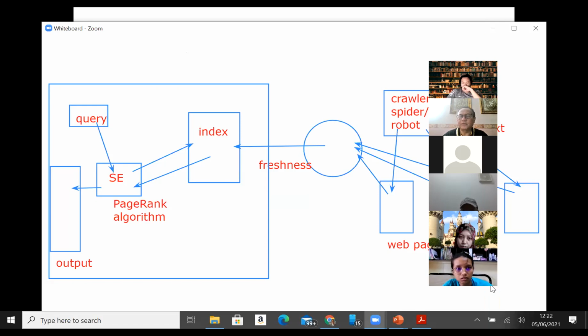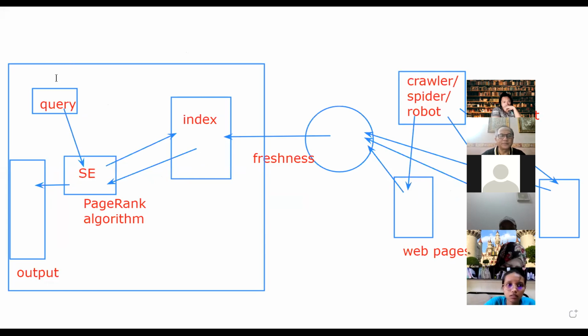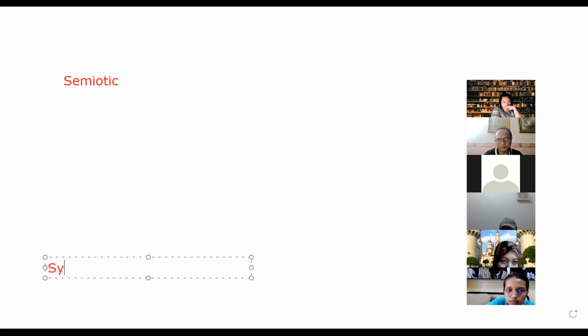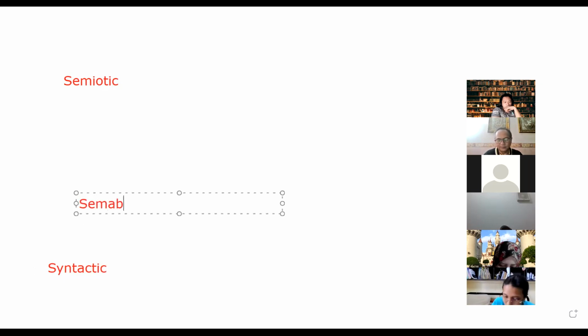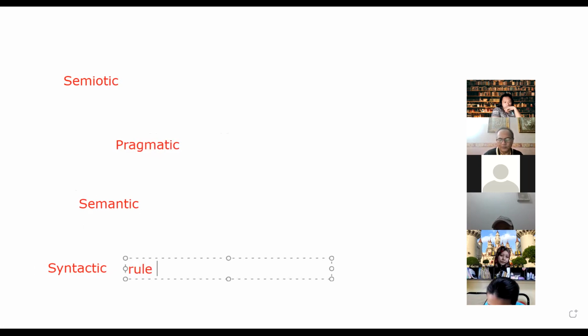Okay, the study of semantic is called semiotic. At the bottom we have syntax. What is syntactic? Syntactic is the rule of the language. Then we have semantic, and then we have pragmatic. This is the rule of language.